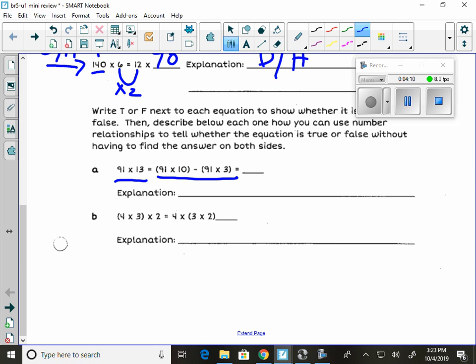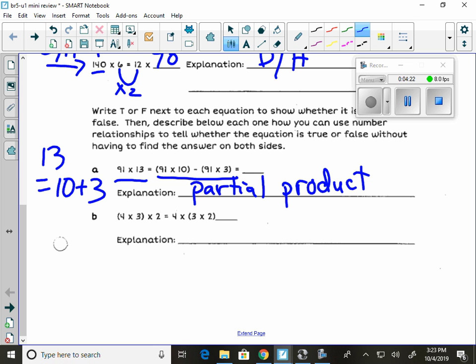This one is a partial product strategy where they have divided up the 13 into a 10 and a 3. So there are 13 91s. And if you look over here, they have 10 of the 91s here and 3 of the 91s here. You are supposed to add them back together. So this one is false because they were subtracting them.